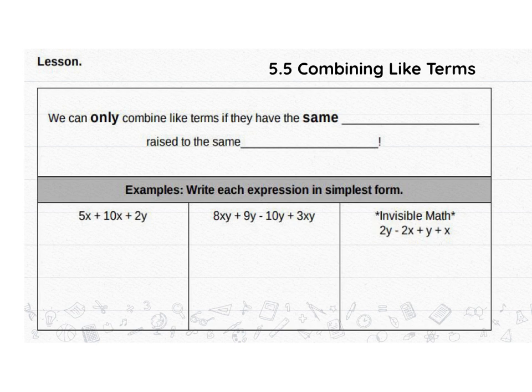So combining like terms, the word combine means to add. And like terms are terms that have the same variable, or just numbers are considered like terms too. So we can only combine terms if they have the same variable raised to the same power. I'm not really going to talk about powers much, but good to know anyway.